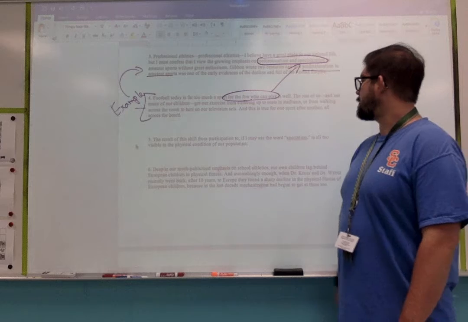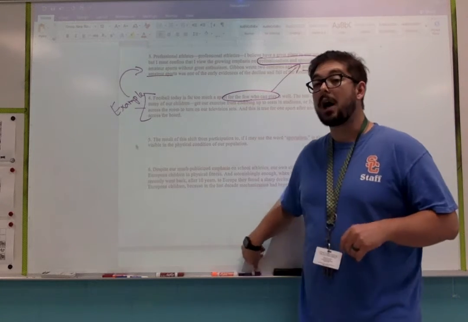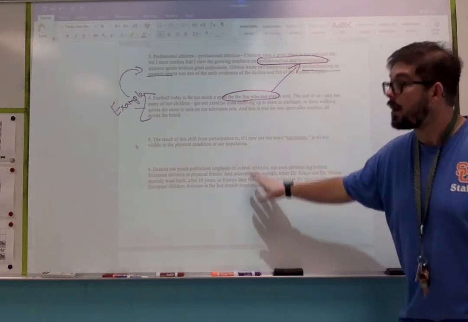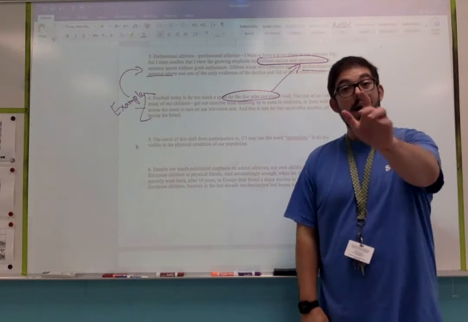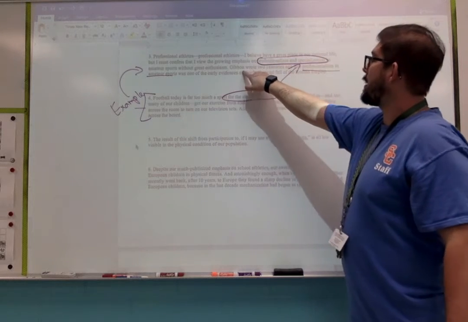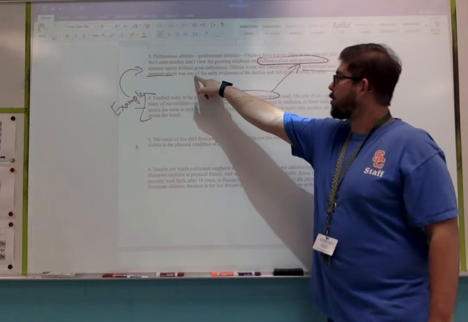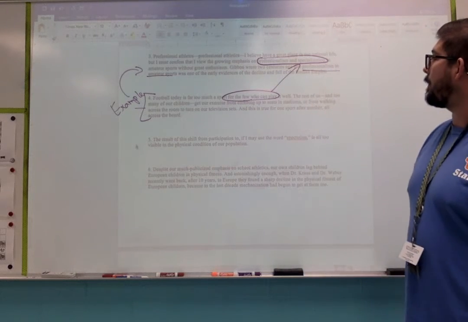And this is true for one sport after another, all across the board. He continues on from there. You can see more of the context, but that helps us understand the context of the question itself. This sentence, Gibbon wrote 2 centuries ago that professionalism in amateur sports was one of the early evidences of the decline and fall of the Roman Empire.